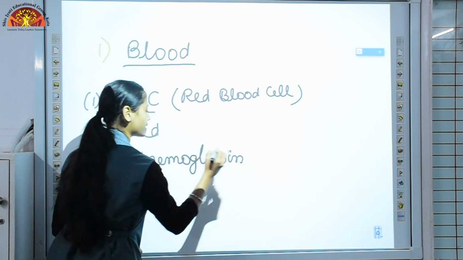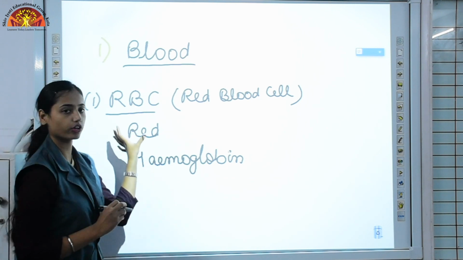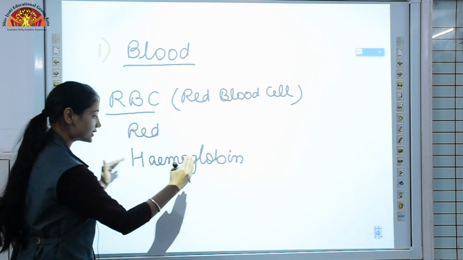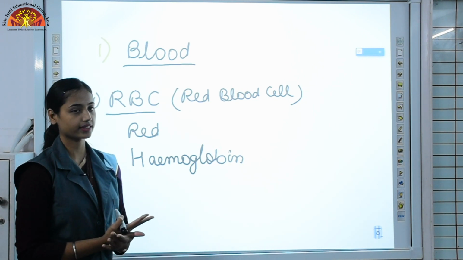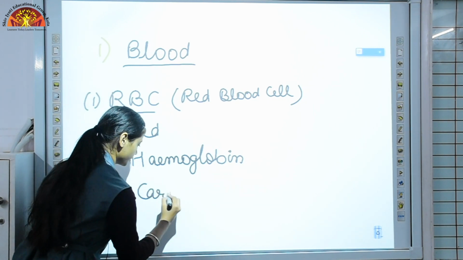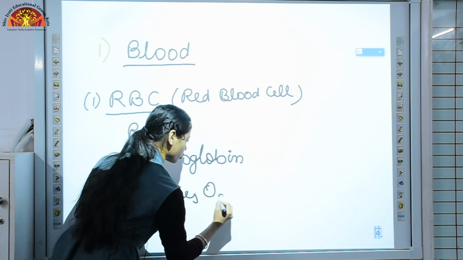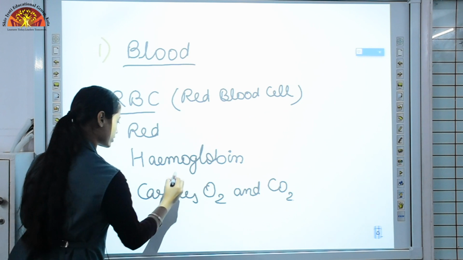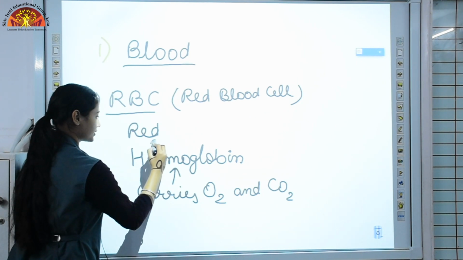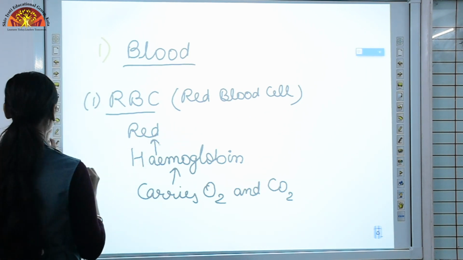Hemoglobin is present in our blood, which is responsible for the red color, and this hemoglobin carries oxygen and carbon dioxide in our body. It carries what? It carries oxygen and carbon dioxide in our body. What? Hemoglobin, and it is a red pigment.